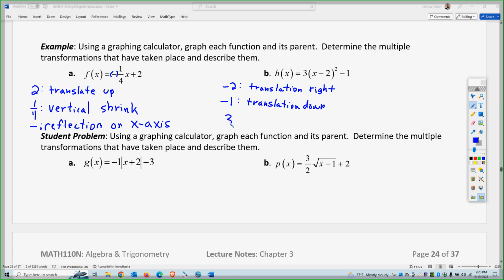Okay, and the 3 is on the outside, so that affects y. So that's a vertical stretch. Okay, pause the video, try to do problems for yourself.